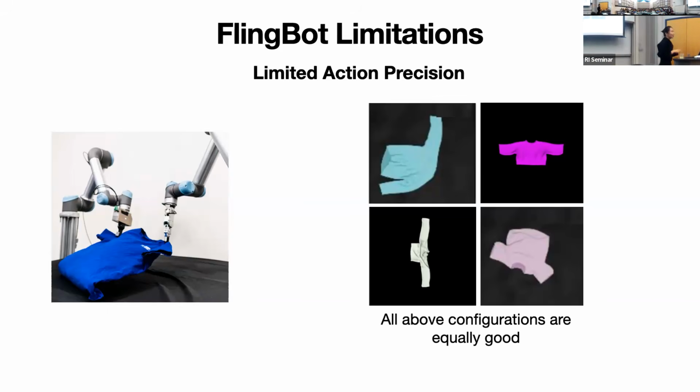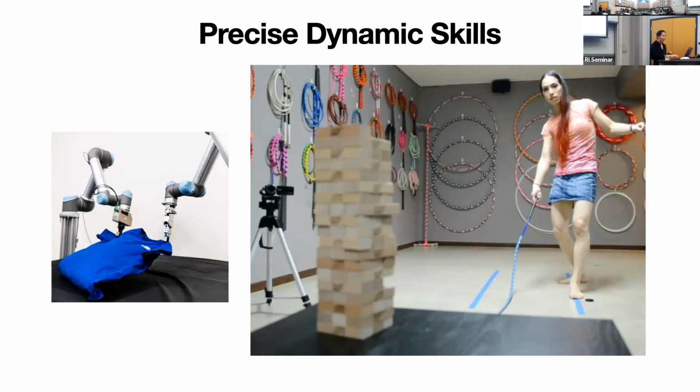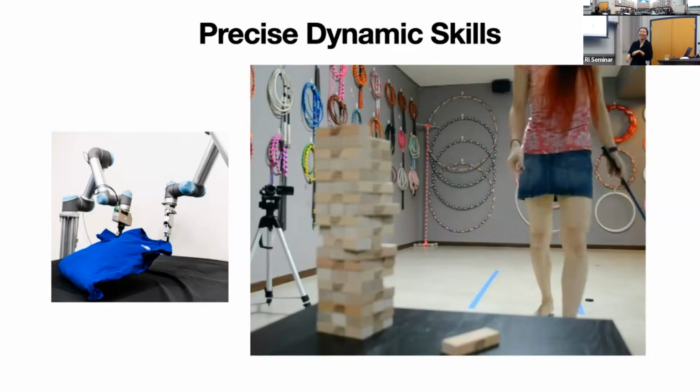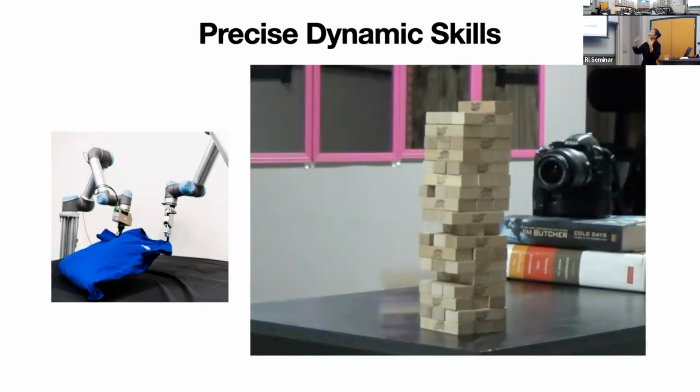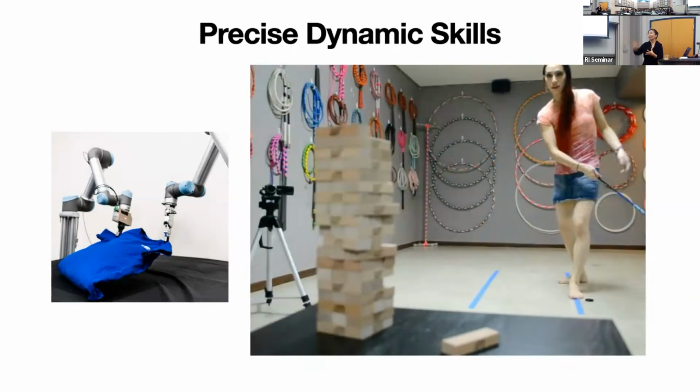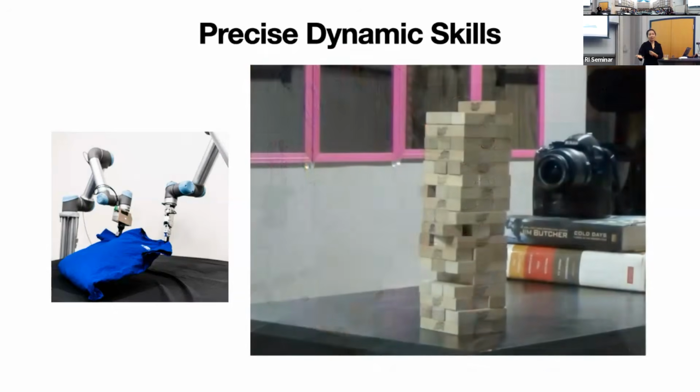This kind of problem, limited precision, is probably okay for the task of cloth unfolding, but that's not okay for many robot manipulation tasks where precision is very critical. Here is just an example. I think we probably will agree that for a task like this, the precision of your action is very important, and a method like the one we introduced in FlingBot will not be sufficient.